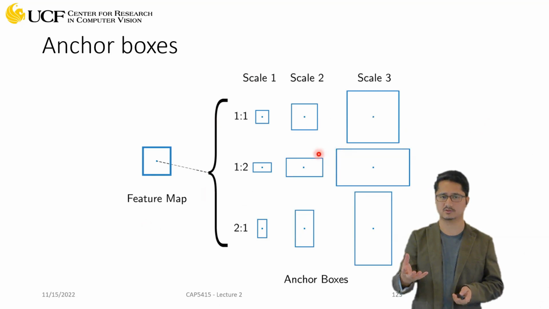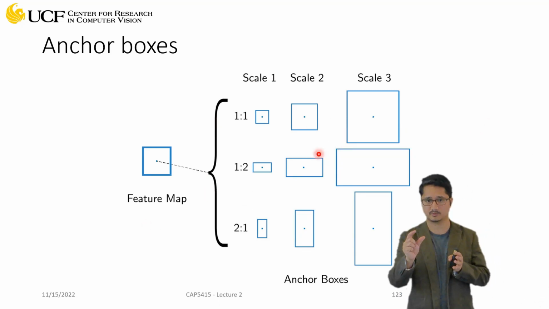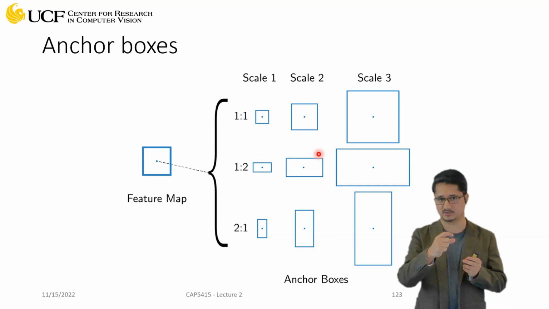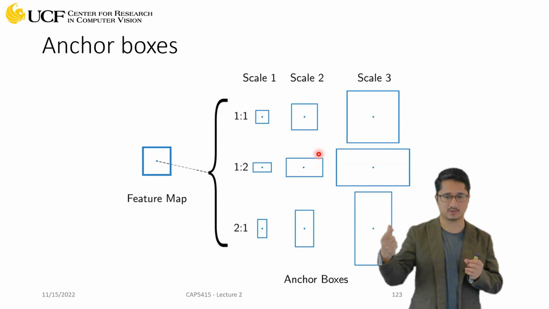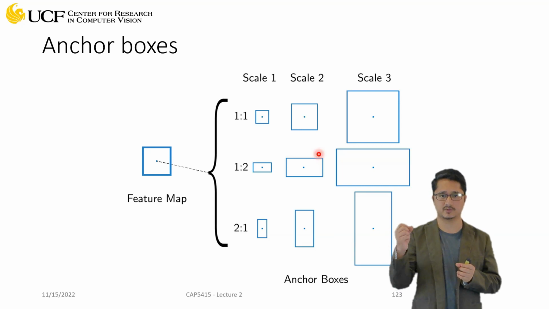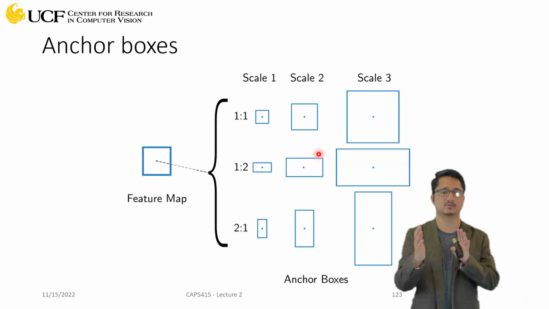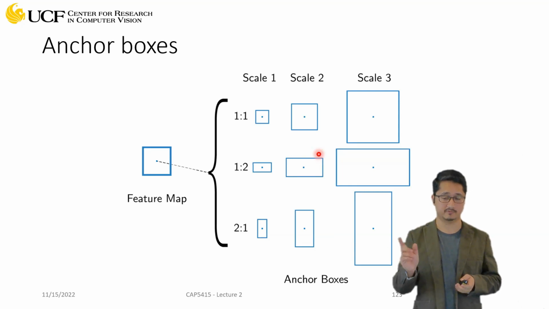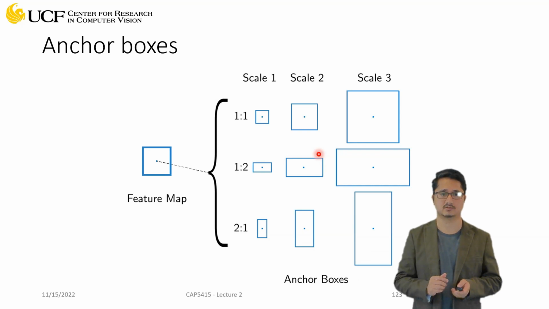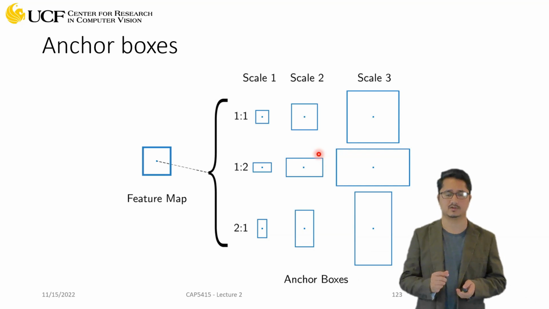And of course, you can assume this seems very restrictive, but remember, this is just your proposal. At the end, you're also going to have your bounding box regression, which will do some adjustments to fit this anchor box to the actual ground truth. So we have that adjustment, and that's why it's fine to have just 3 different scales and 3 different aspect ratios.